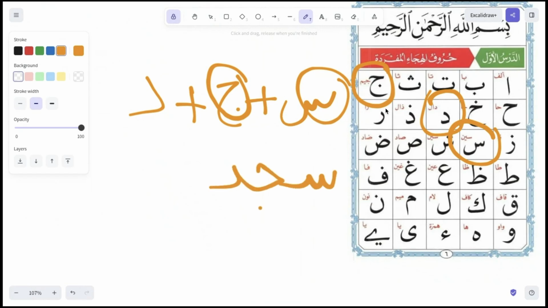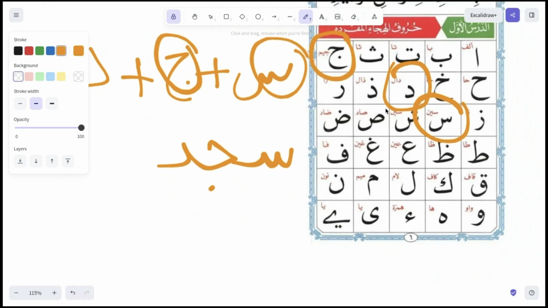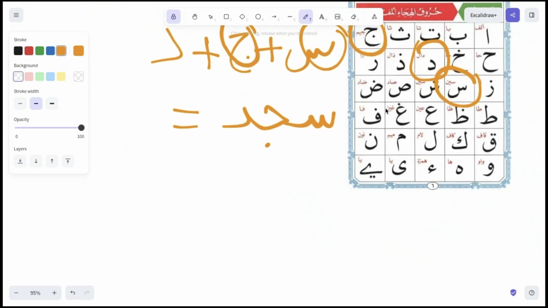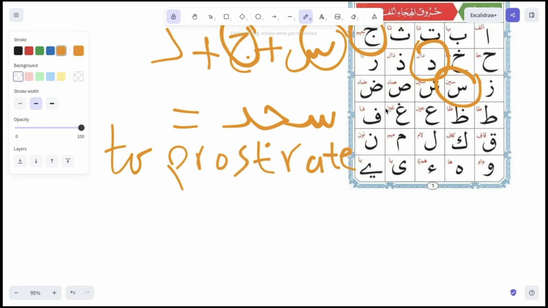This is the jim. If we connect this letter with other letters and form a word with it. Sajada means to prostrate. It comes from the word sujud. Yasjud. Sujud.